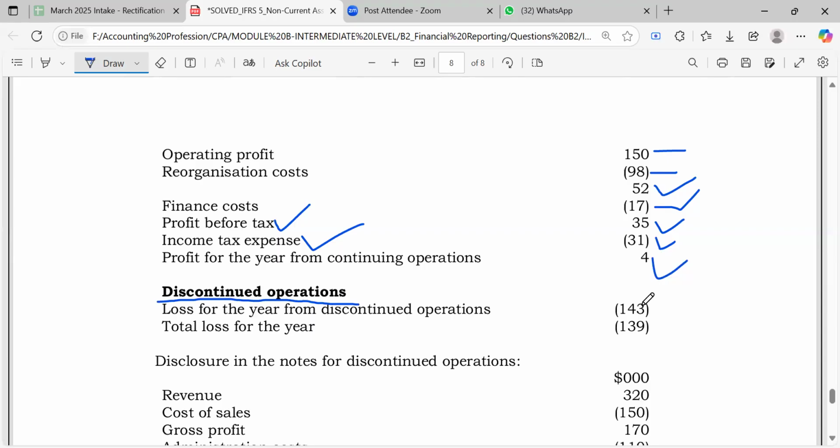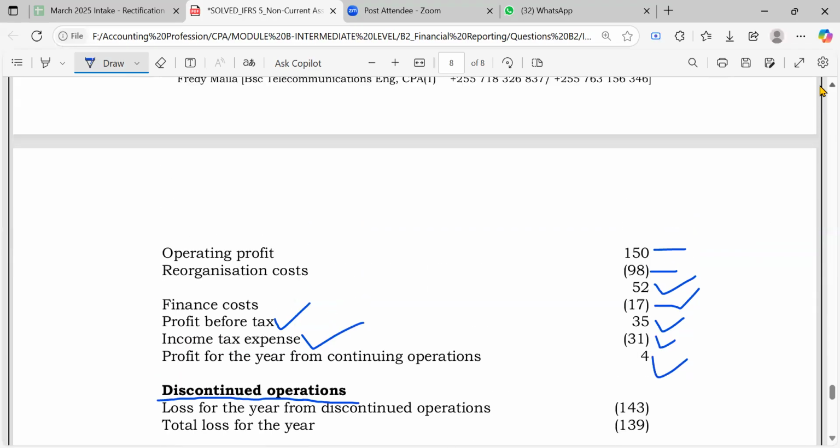But we said you have the choice. Instead of writing all this, you could decide to write down this one. You see this item, revenue and cost of sales. If you just write like you have shown here, this one won't be sufficient. It means you will have to go to the notes and disclose these items. Like you can see, disclosure in the notes for the discontinued operations.